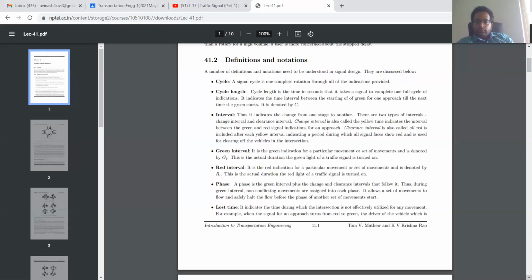Next one is what is meant by a phase. You have already seen what is meant by a green interval. In addition to the green interval, you add the change interval and the clearance interval. We have seen what is meant by the change interval and the clearance interval. So the clearance interval and change interval are added along with the green interval, and you call that together the phase.